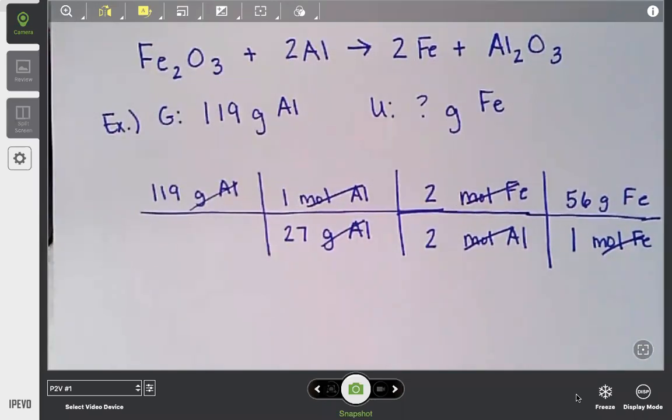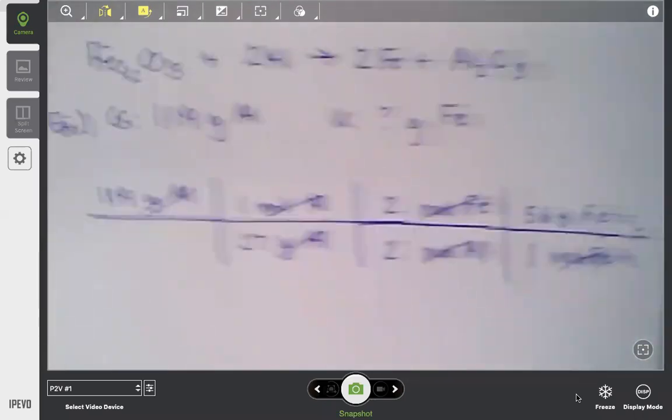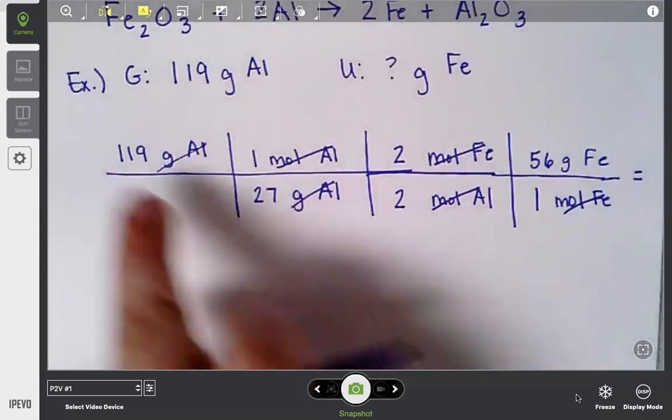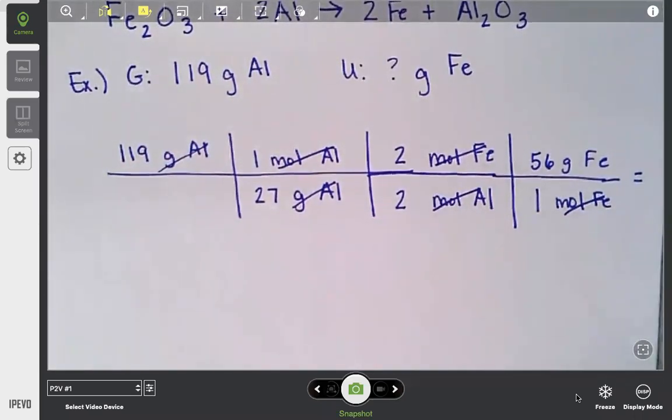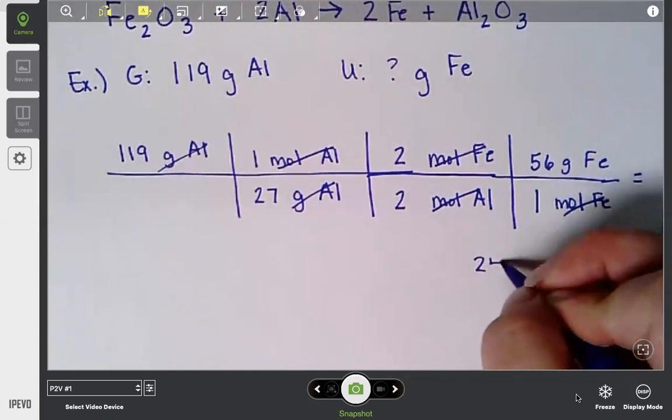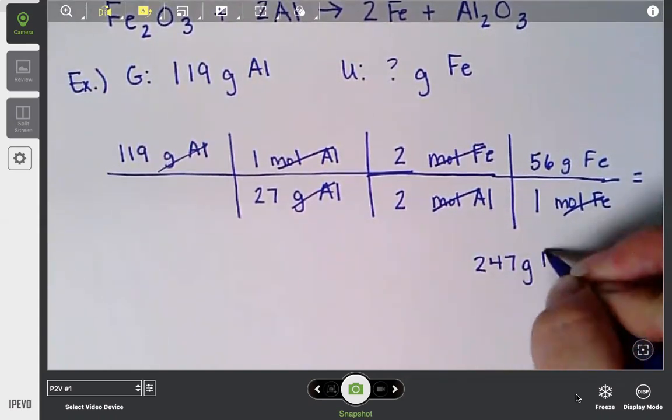And now I'm ready to calculate. You must multiply all the way across the top, then multiply across the bottom, and then divide the bottom into the top. So 119 times 56 equals, and divided by 27. And I get 247 grams of Fe.